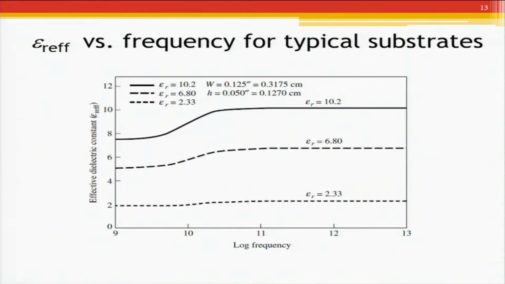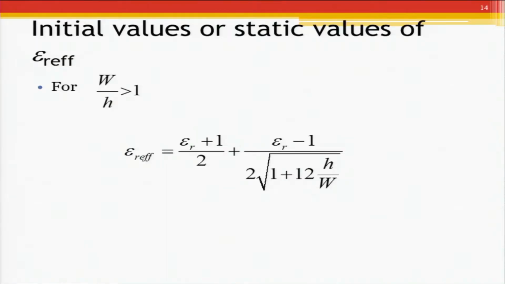All right, but this graph can be explained by mathematical equations, using this equation here. If we define the ratio of the width to the height, the width here being the width of the patch and the height being the thickness of the substrate, and this ratio is greater than 1, then you can use this equation to determine the effective dielectric constant. So epsilon r eff is the effective one, and epsilon r is the original dielectric constant.